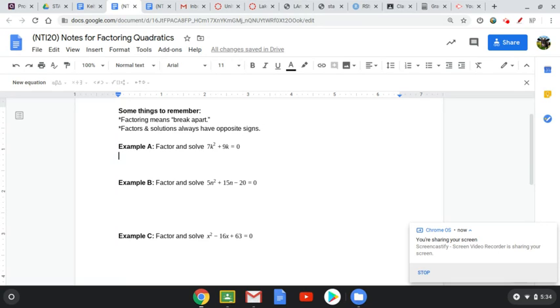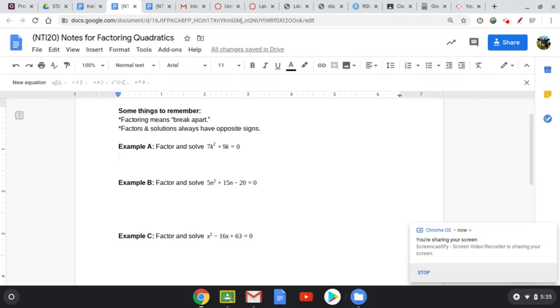So from here on out, we'll take about 3 days or so, 4 days, and take a look at quadratics. And so quadratics are just anything where your biggest exponent is 2. So for example A, you have a 7k squared. 2 is your biggest exponent, so it's a quadratic.